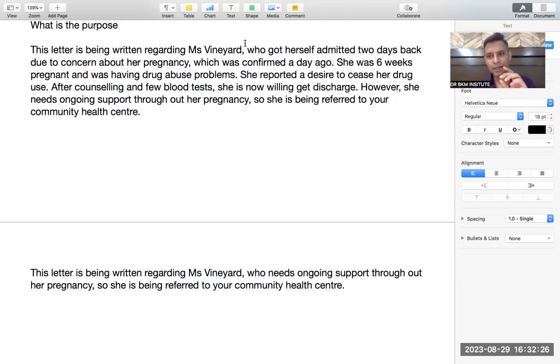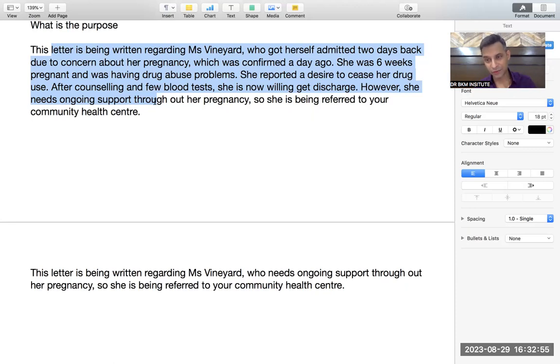Because now the examiner will know everything in the first paragraph. He will already pass you in his mind even before he checks the complete letter, because the purpose of the letter is clear: she got herself admitted due to her pregnancy, 6 weeks pregnant, having drug abuse problems, reported a desire. She is now willing to get discharged. However, she needs ongoing support, so she is being referred to you.